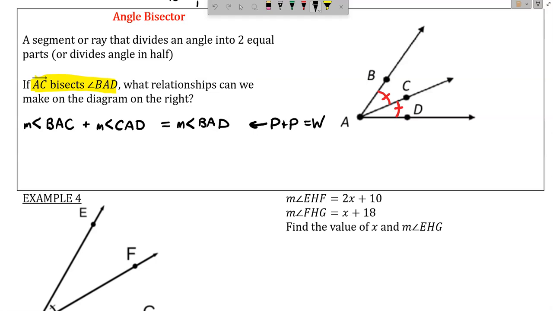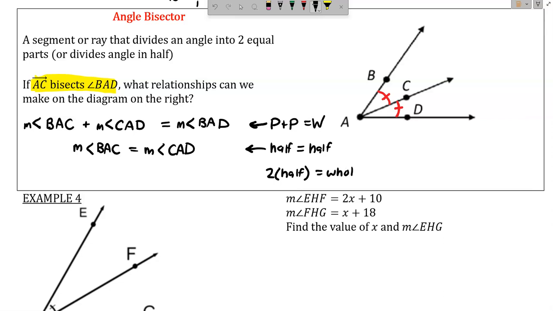So right off the bat, if we go back and use our idea of half equals half from the segment addition postulate work, then what we can create from this is the idea that the measure of angle BAC is going to equal the measure of angle CAD. So we can take each of the halves and set them equal. And then the last alternative we can look at here is we can take one of the halves, whichever half we have, double it, multiply it by 2, and that's going to equal the whole thing.